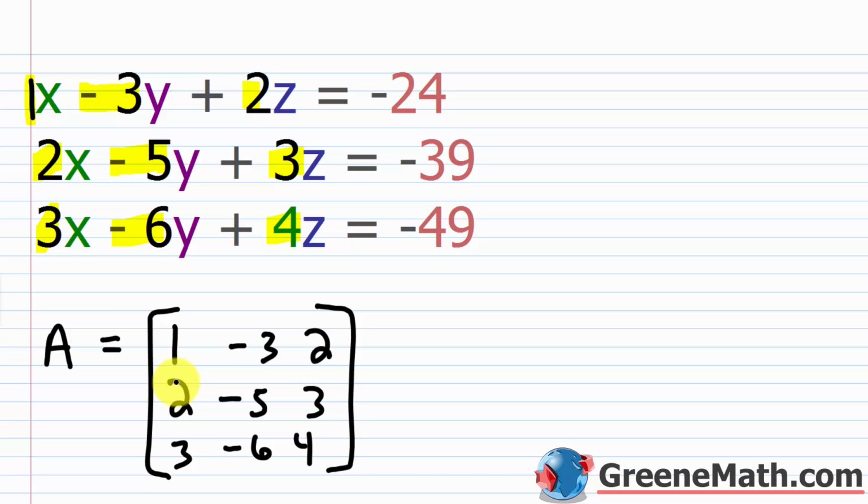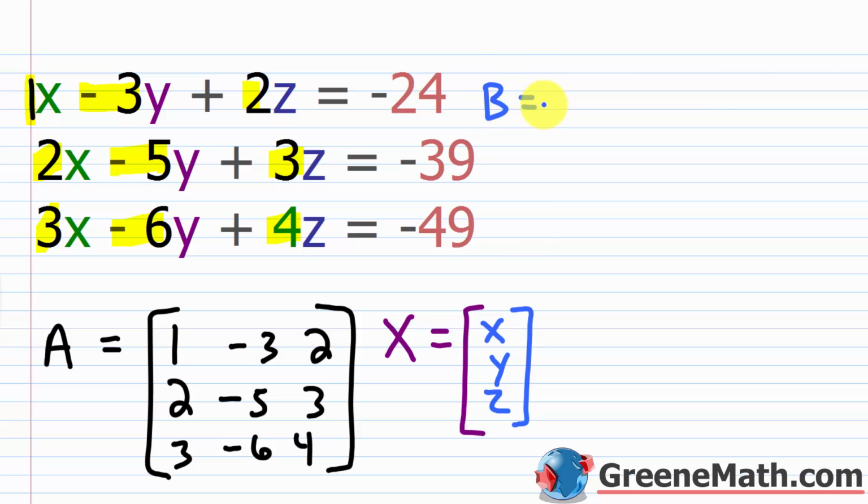Now next, I'm going to set up a matrix that's going to represent the variables of the system. We're going to call that capital letter X. And so that's going to have 3 variables, X, Y, and Z. So this is just a column vector. And then lastly, I'm going to have my matrix B. Okay, so I'm going to write that up here. So B is going to be a column vector with my constants.